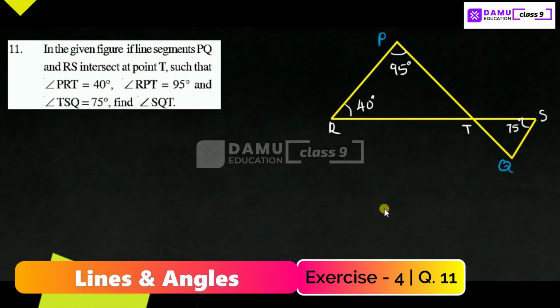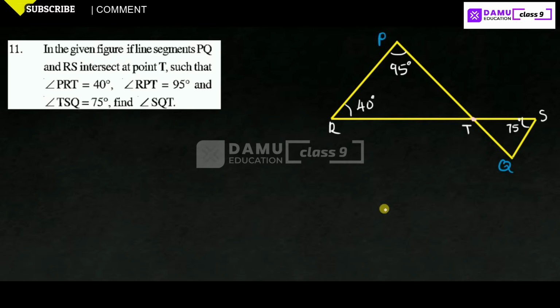Is the 11th one. What is that? In the given figure, line segments PQ and RS intersect at the point T, such that angle PRT is 40 degrees, angle RPT is 95 degrees, and angle TSQ is 75 degrees. We have to find angle SQT. Before going to that, we have to find the other angle.